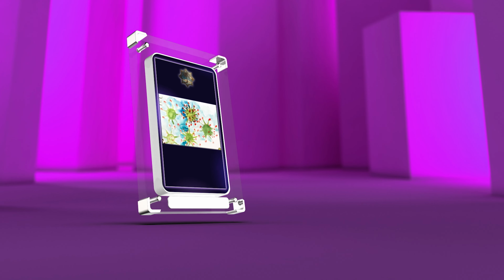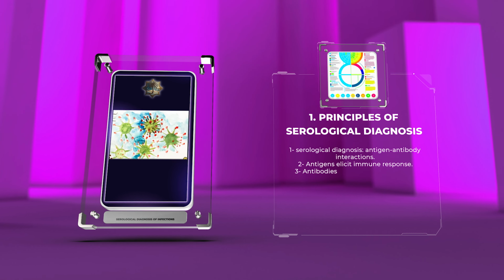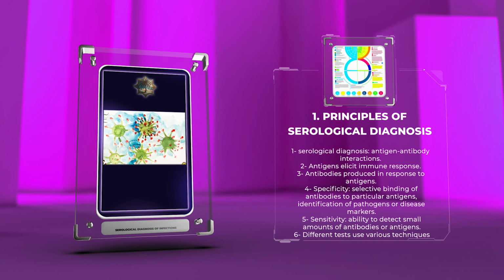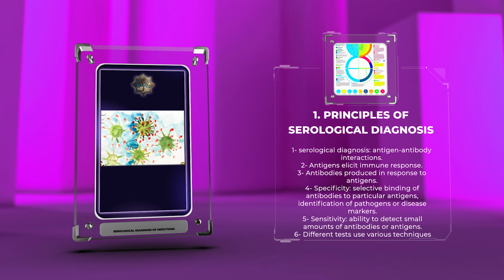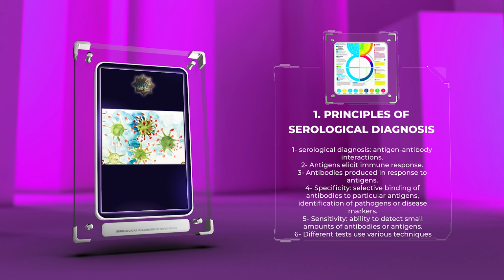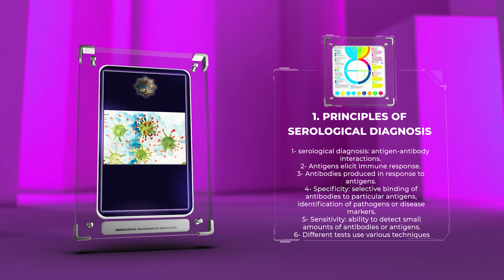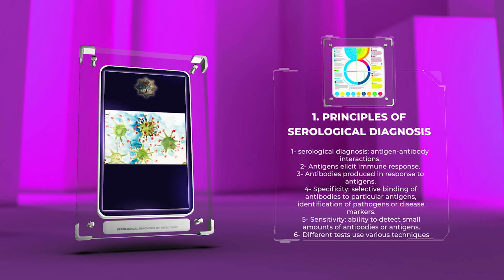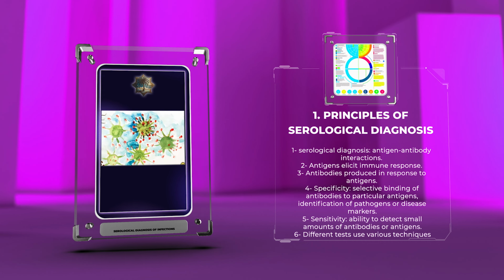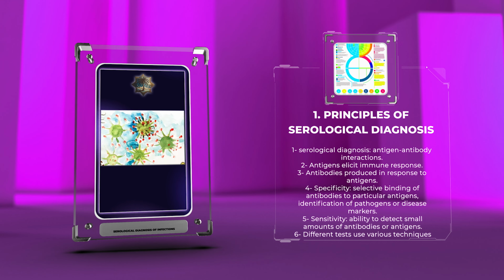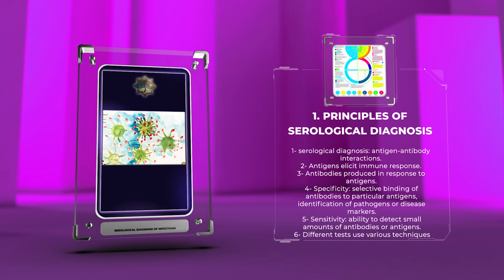Serological diagnosis in infectious diseases relies on antigen-antibody interactions. Antigens elicit an immune response, while antibodies are produced in response to antigens. Specificity refers to the selective binding of antibodies to particular antigens, allowing for identification of pathogens or disease markers. Sensitivity refers to the ability of serological tests to detect even small amounts of antibodies or antigens. Different tests use various techniques depending on the disease being investigated.